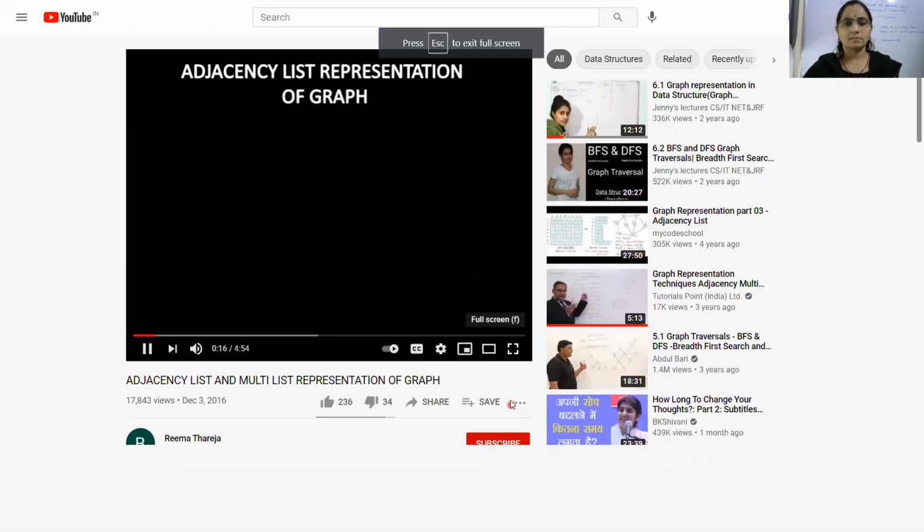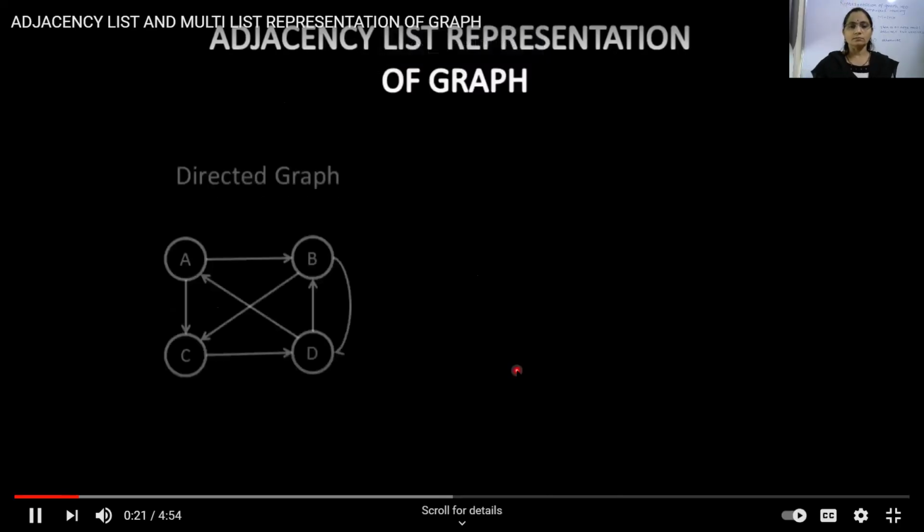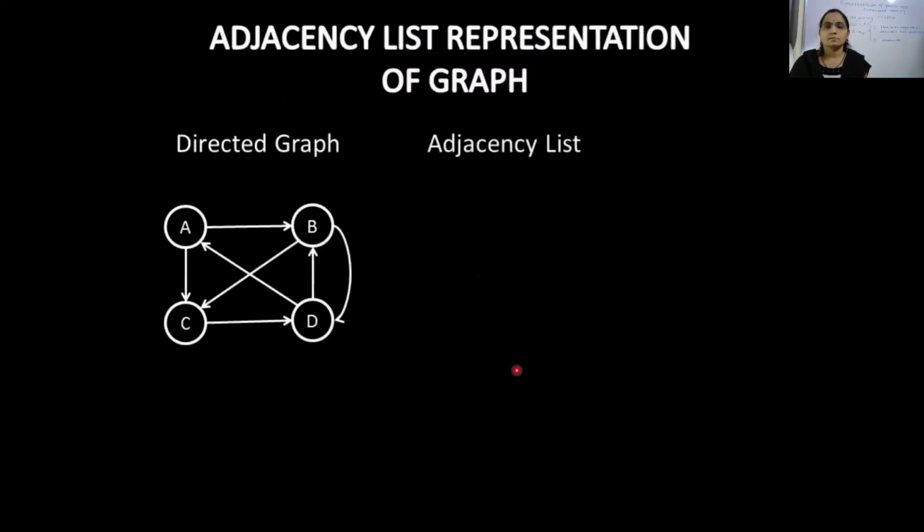Now let us begin with adjacency list representation of graph. So given a directed graph, let us construct adjacency list for it. This structure consists of a list of all nodes in graph.